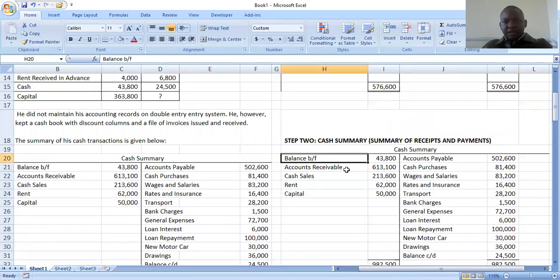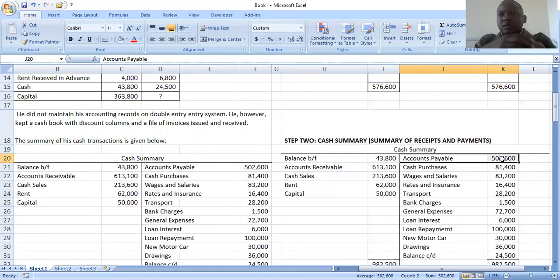So you are through with the debit side of the cash book, and you move on to the credit side of the cash book. So you have accounts payable, 502,600. In this case, cash went out, so you are seeing cash being credited. Cash decreased, so we ought to have a debit. This debit should be on the accounts payable. This means that accounts payable are paid off.